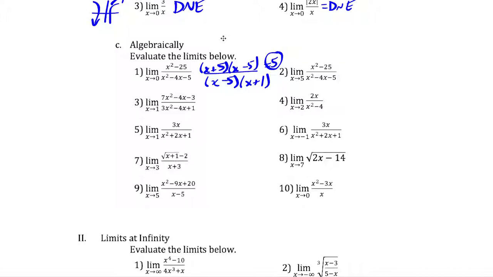And then for the next one, it's actually the same factors, right? And so we get (x plus 5) over (x plus 1), but now we're plugging in 5. So we actually get 10 over 6, which is 5 over 3, 5/3. Over here, this is a really good one to factor.